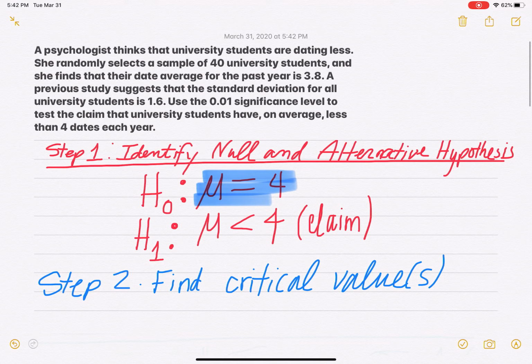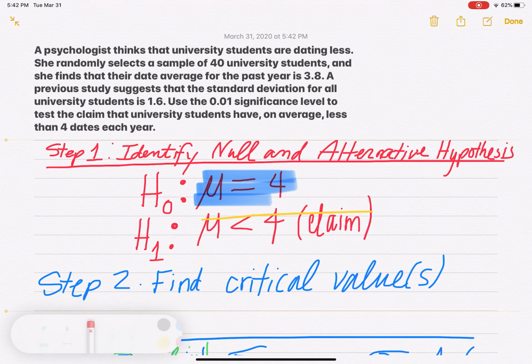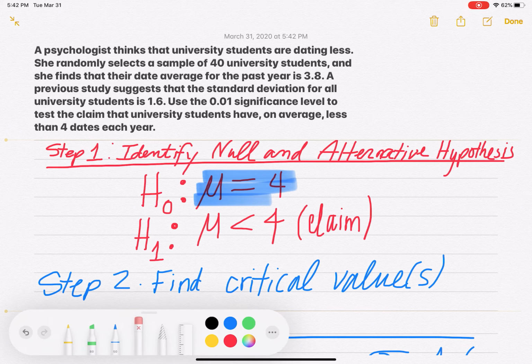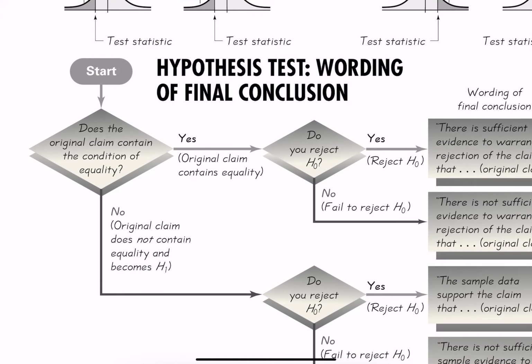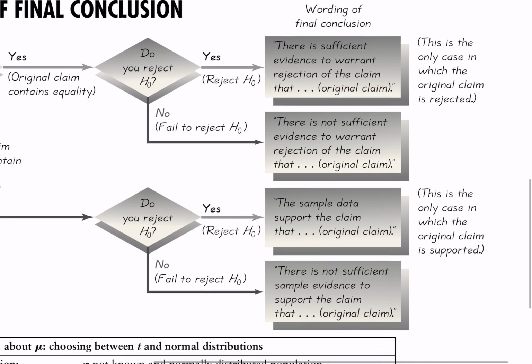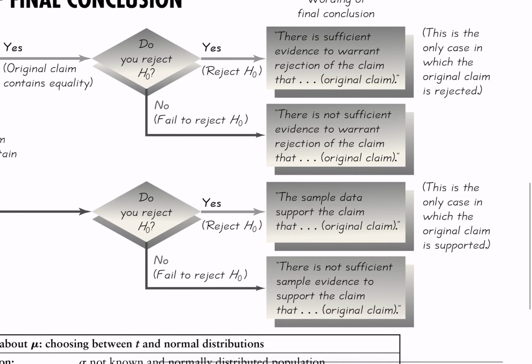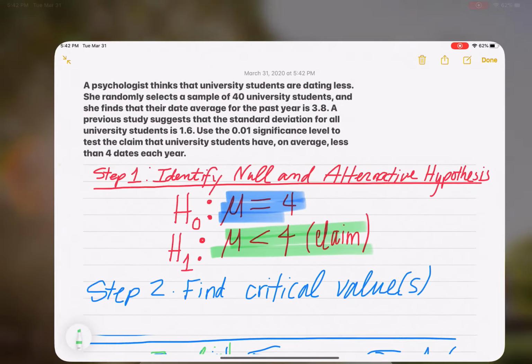The original claim, right here. The claim that we were testing is that the average is less than 4, right? Less than 4, that's the claim. The average is less than 4. So does that involve equality? No, right? It involves less than. So you're going to go down to no, and then we're going to say, did we reject the null hypothesis? No, right? We failed to reject the null hypothesis. So the wording you're going to use is there is not sufficient sample evidence to support the claim that, so we're going to write that.